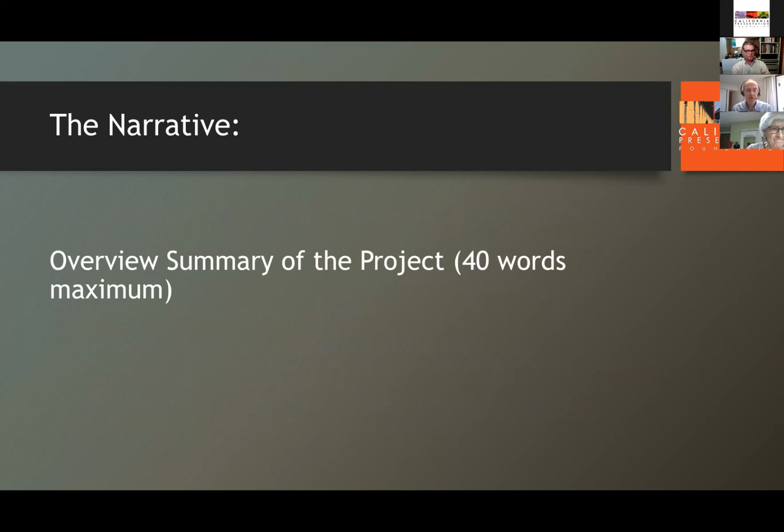So the first thing is a really brief summary of your project. If you were to boil down the essence of your project to just 40 words, what would it be? This is something that we typically read when you win an award. This is what's announced at the design awards ceremony. So you want this to really convey the essence of your project, what it means, and what you want the jury to know about it.